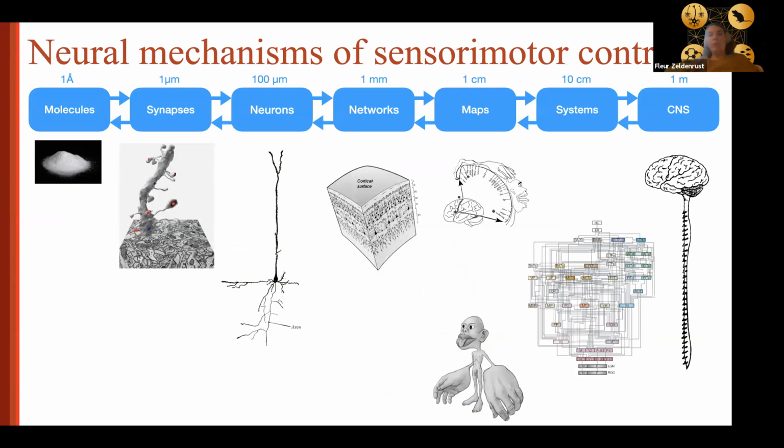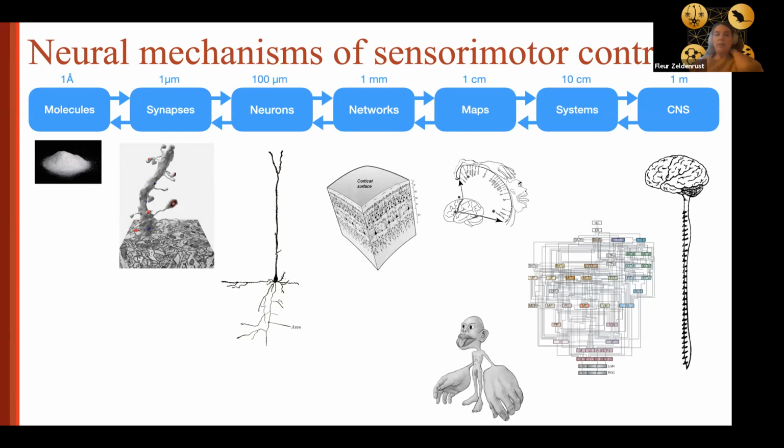Now, what do we do in my lab? Of course, if you want to study how this somatosensation works, you can do this on all kinds of levels, all the way from molecules to behavior, which is completely on the right-hand side. I don't really seem to have a pointer, so I'll just give visual clues.